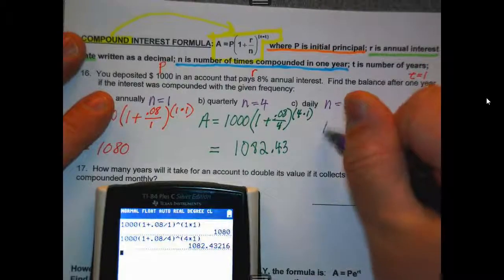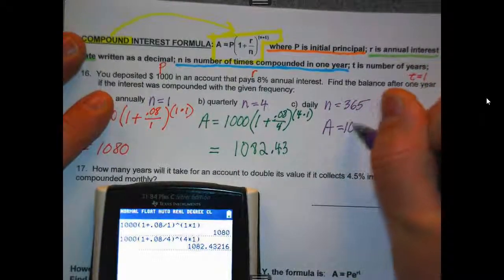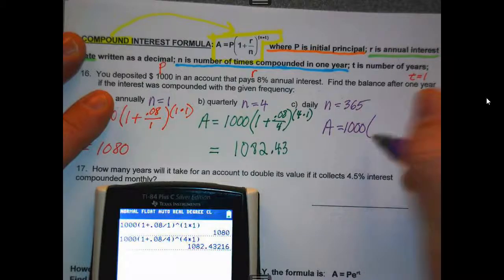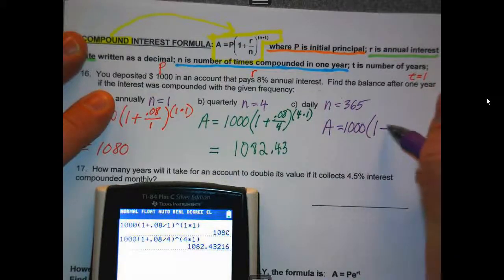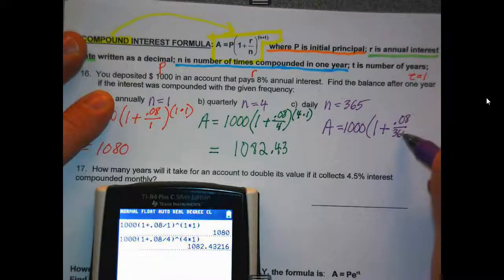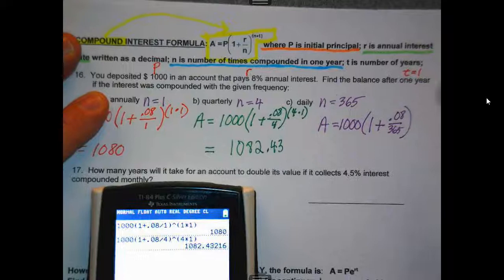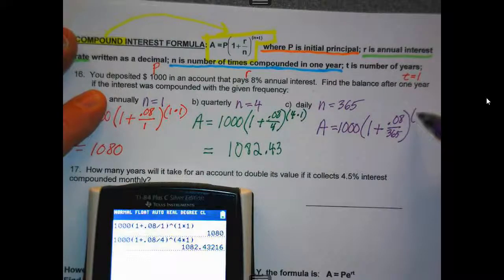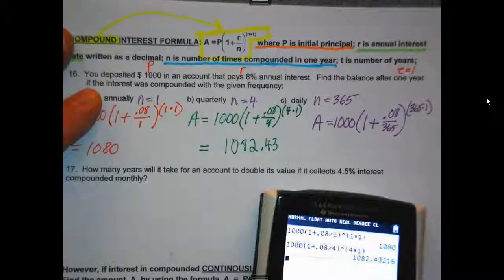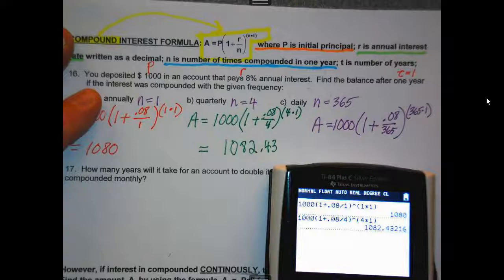Okay. A equals 1,000. Boy, am I glad I recorded that. 1 plus 0.08 all over 365 raised to the n, which is 365 times t, which is 1. Plug that in your calculators.